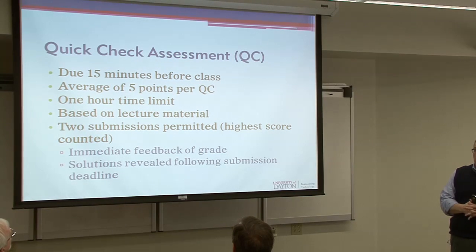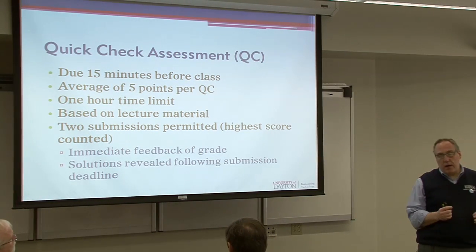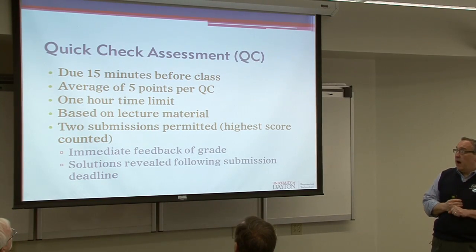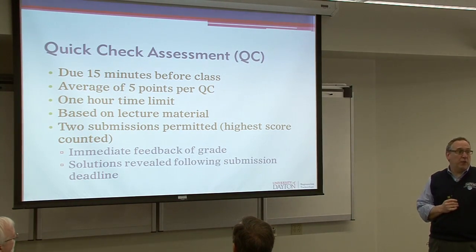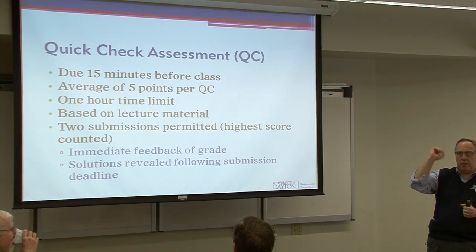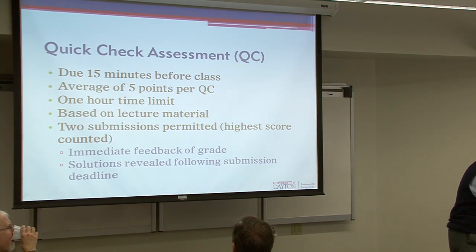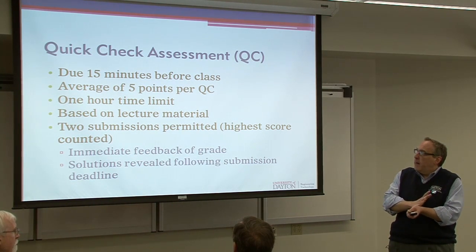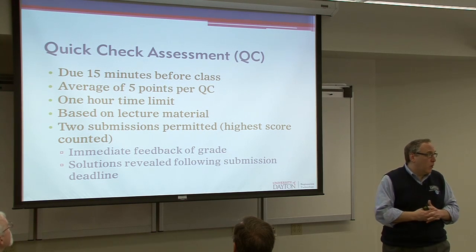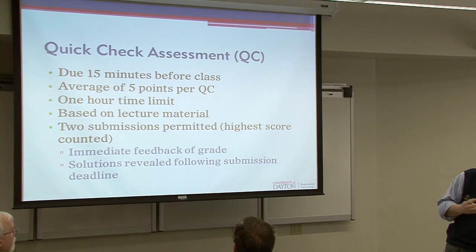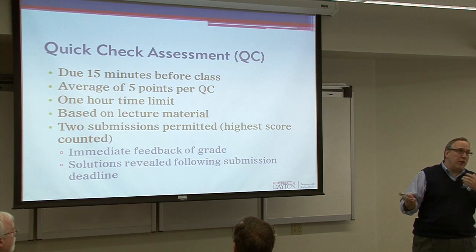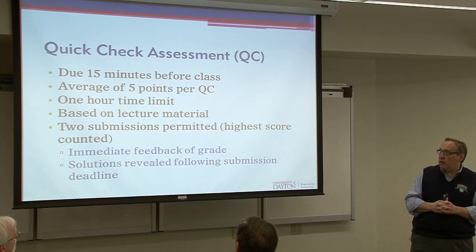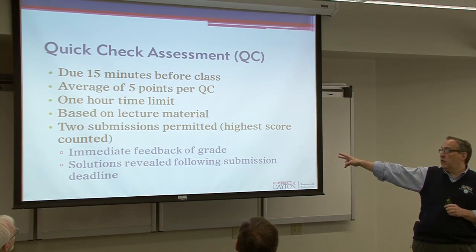Now the Quickcheck Assessments. This is what, in my mind anyway, holds the students accountable for watching the videos. Again, all my deadlines are 15 minutes before class time. That gives students the opportunity to submit and walk over to class and get there on time. The average is about 5 points per quiz, which means roughly 5 questions, typically between 3 and 8 questions. There's a 1-hour time limit. It's based on the lecture material, and students get to do it twice.